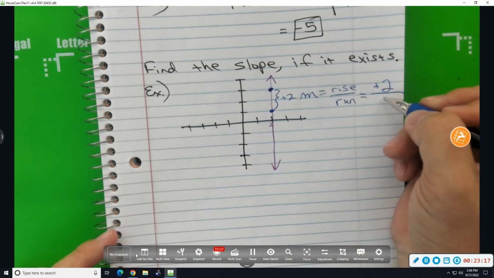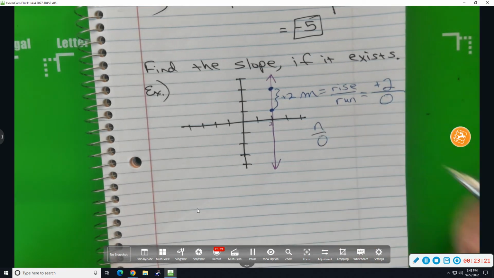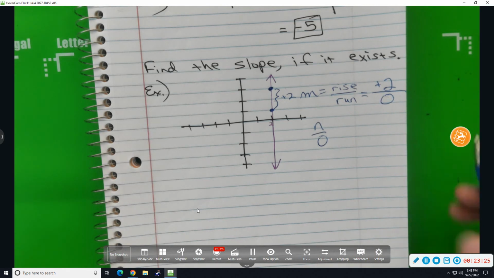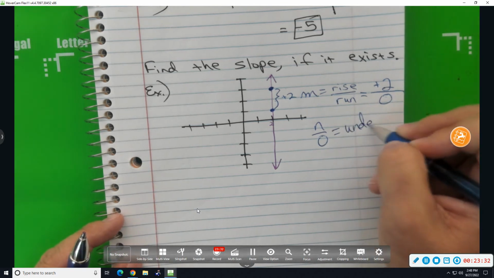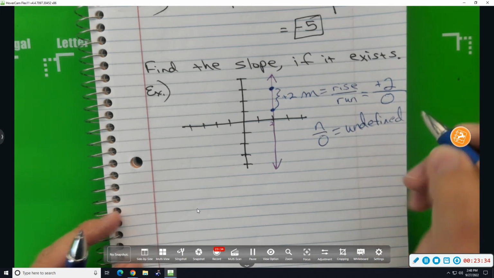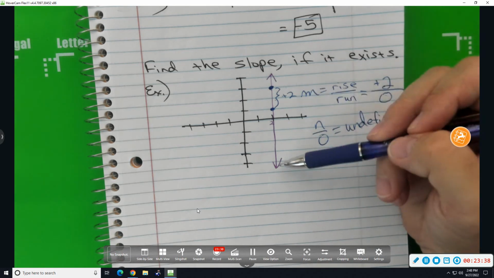How many units do we have to go left or right to actually get to that second point? 0. Think back, this was an important thing. A number divided by 0. What did we say when we were solving rational equations? What did we say about denominators of 0? Undefined. It's not a number. So we just now showed that the slope of a vertical line doesn't exist.